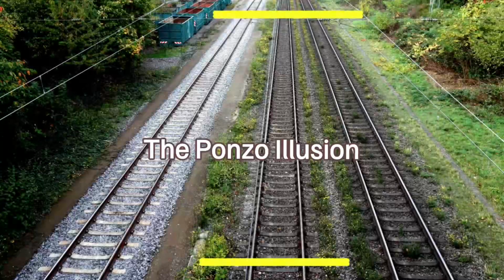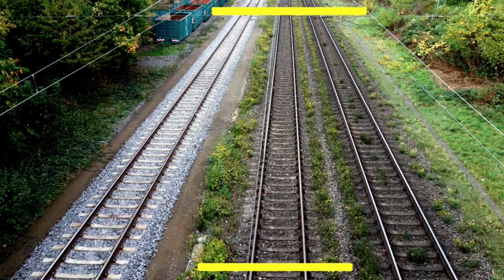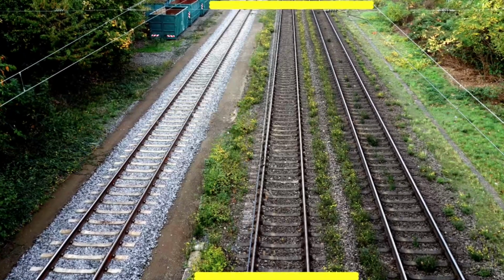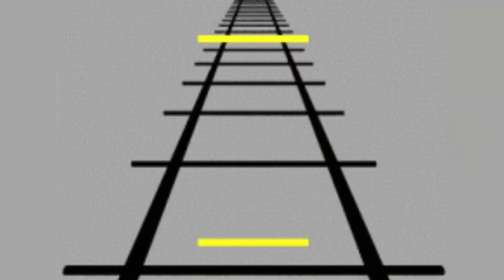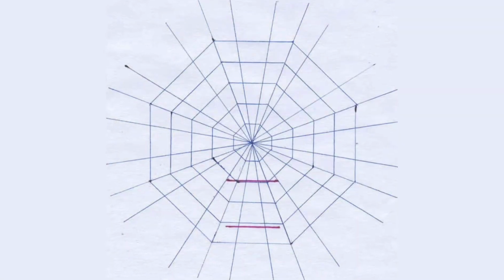The Ponzo illusion. Why distance makes things look bigger? Take a look at these two yellow lines. One seems much longer than the other, but here's the trick. They're actually the same size. This is the Ponzo illusion, and it shows how our brain processes depth and distance. The lines in the background appear to converge, much like train tracks disappearing into the distance.